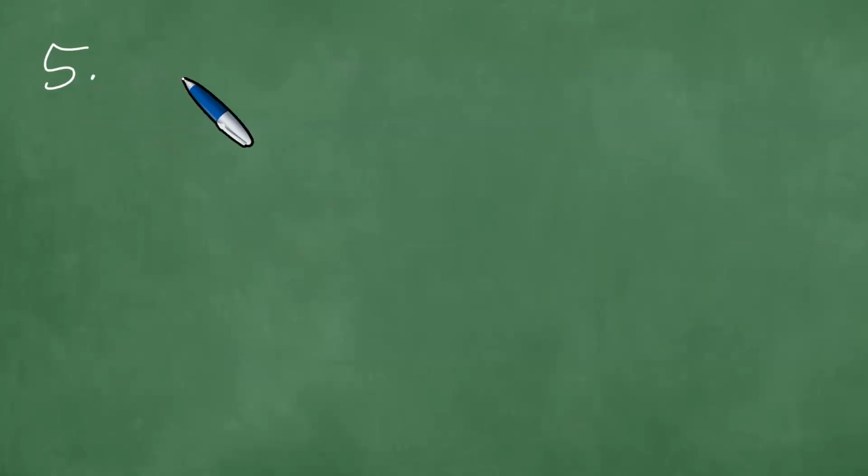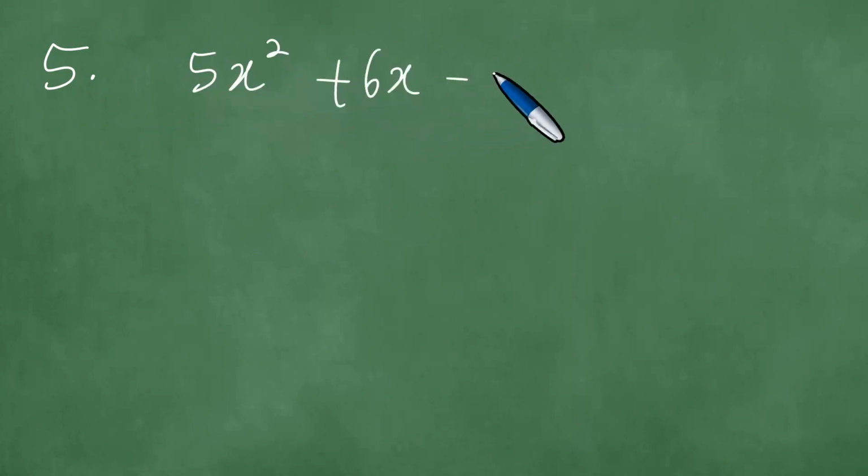So, what about if we give this particular question? Five x squared plus 6x minus 7 equals 0. What are the values of x here? Anyone?